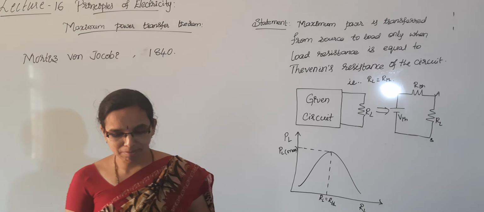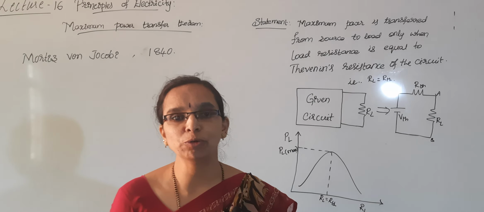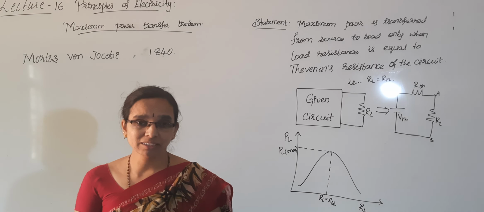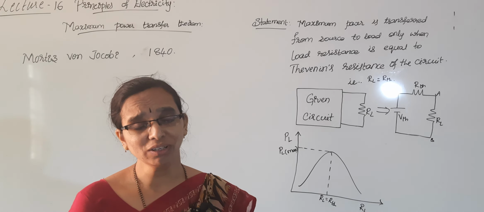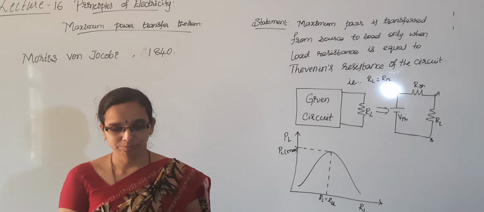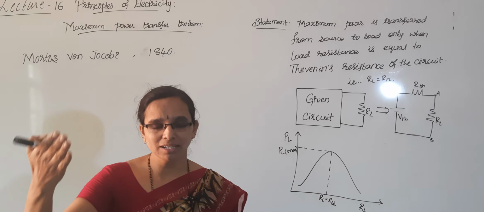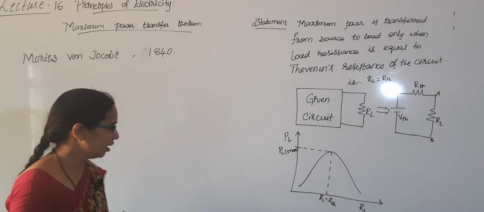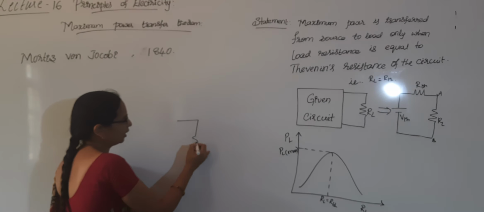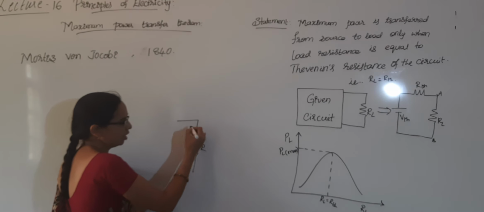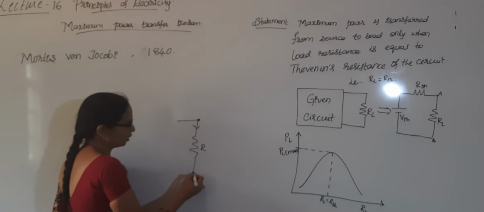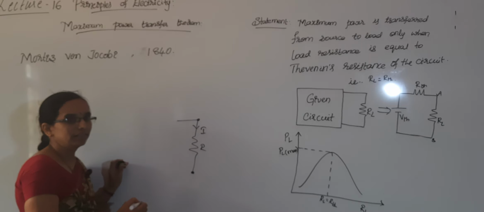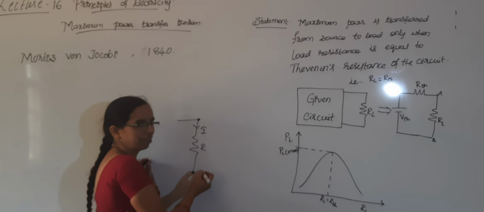Okay, what is this maximum power transfer theorem? You people already know what power is, right? Power is nothing but voltage into current. That means whenever you keep a resistor or a conductor which has a resistance of R, if there is a potential difference between these 2 points, there is a compulsory flow of current.